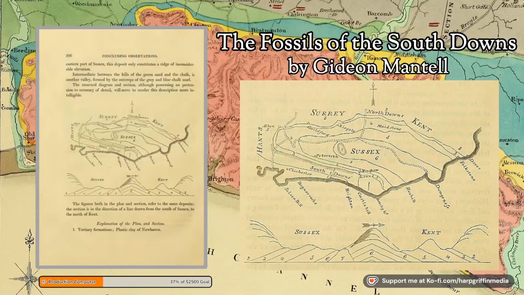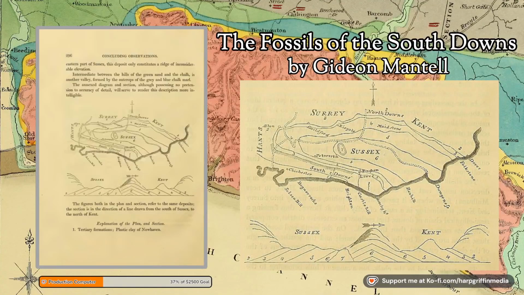The annexed diagram and section, although possessing no pretension to accuracy of detail, will serve to render this description more intelligible. The figures, both in the plan and section, refer to the same deposits. The section is in the direction of a line drawn from the south of Sussex to the north of Kent. Explanation of the plan and section.